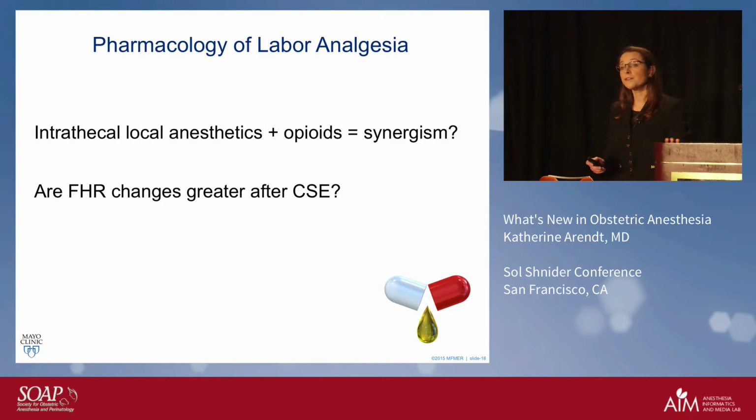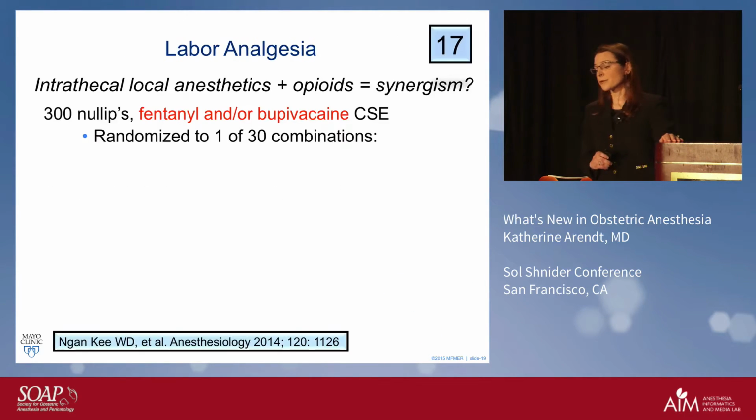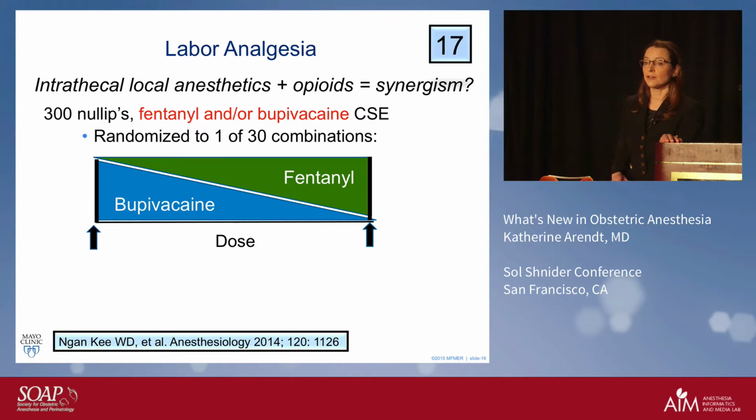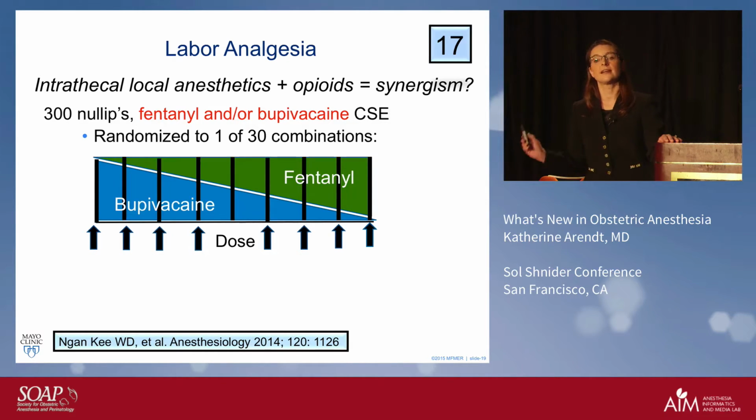We're going to move now to pharmacology of labor analgesia, talk a little bit about how local anesthetics and opioids work in the CSE, in this intrathecal space, and a little bit about fetal heart rate changes after CSE. So this study took 300 nulliparous women and gave them fentanyl and or bupivacaine in the intrathecal portion of their CSE. They were randomized to one of 30 combinations. Some women got all bupivacaine, some women got all fentanyl, but most women got a combination somewhere in between.